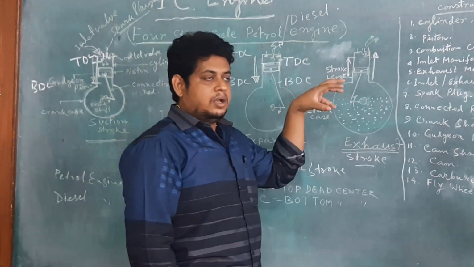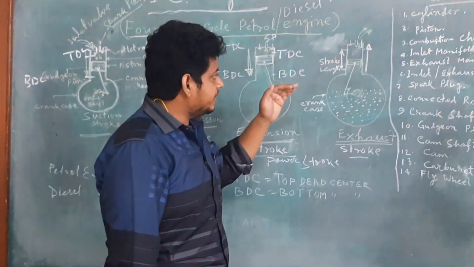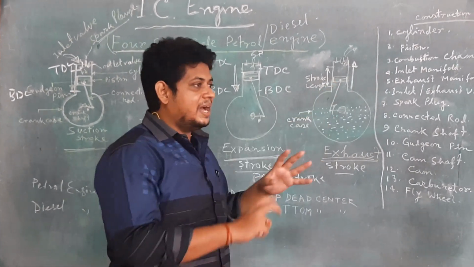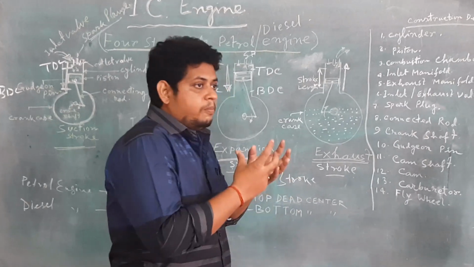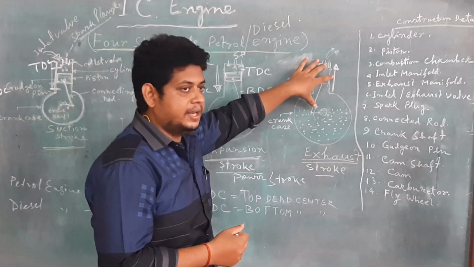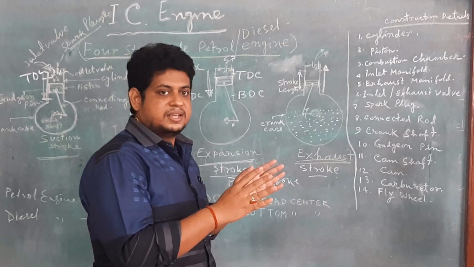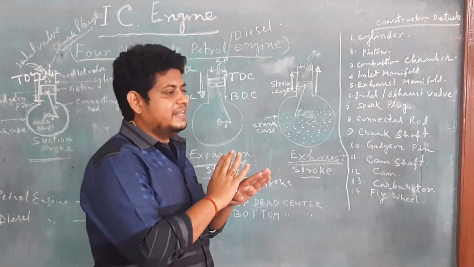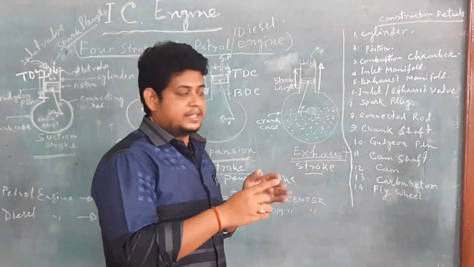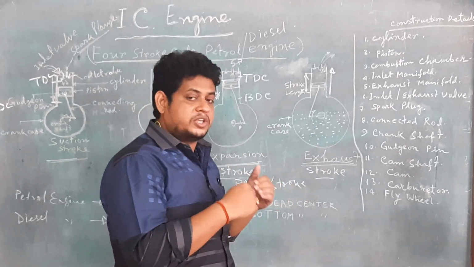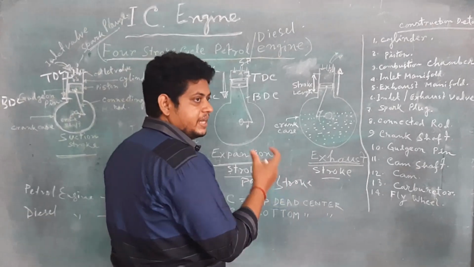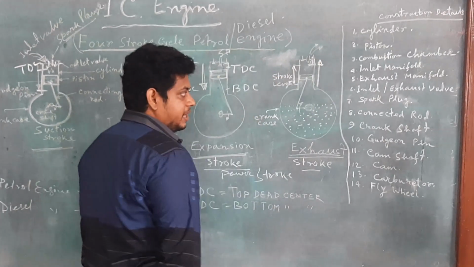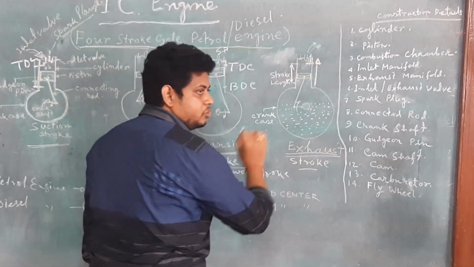After that, the exhaust stroke. Before the exhaust stroke is performed, after combustion, the combustible products are formed inside the cylinder. They have very low calorific value and are not useful for the next cycle. So we have to eliminate this. We have to exhaust this. For exhausting that product through the exhaust valve, we have to perform the exhaust stroke.